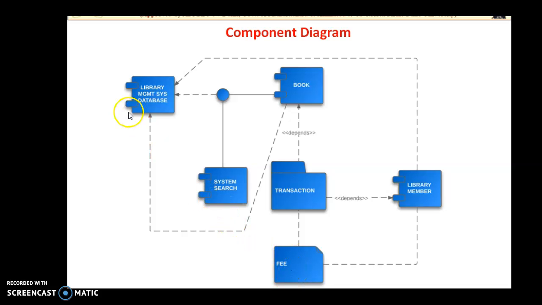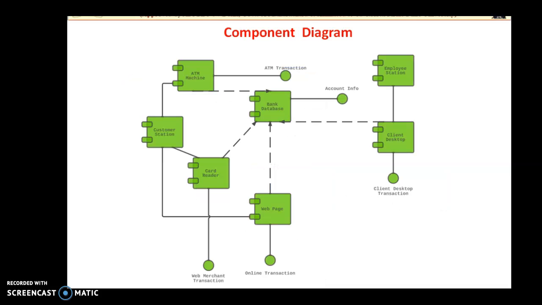So this is a simple diagram of the library management system. Here are the simple components of it. Here you can see only the software and hardware components are given. No internal functionality has been described, like classes or packages. Here you can see another component diagram.